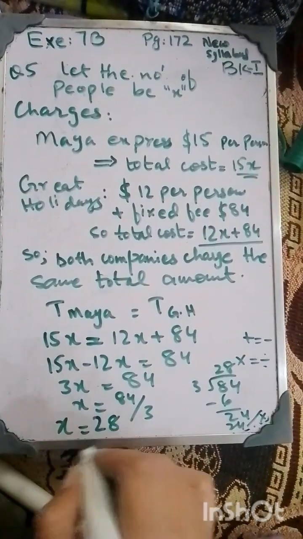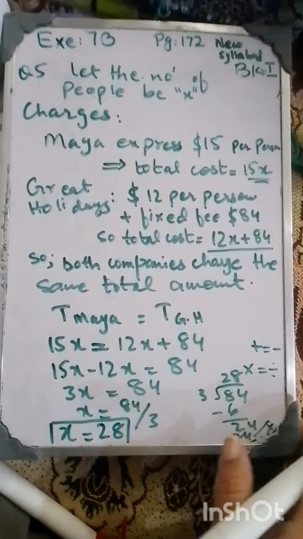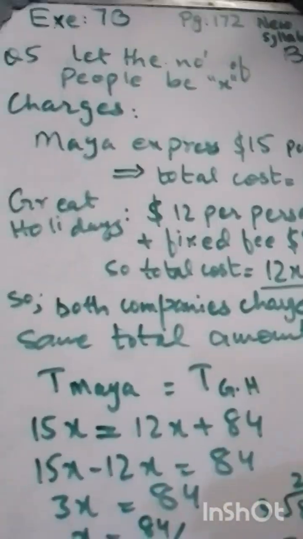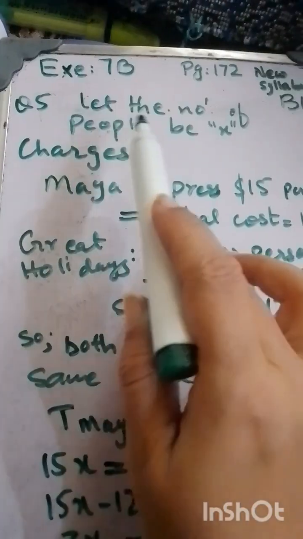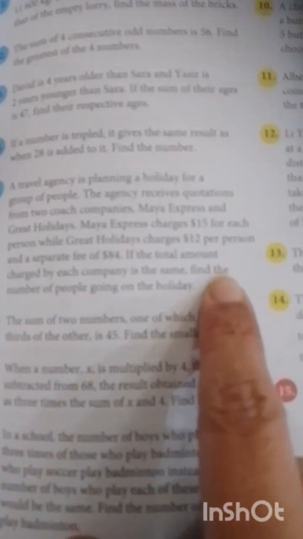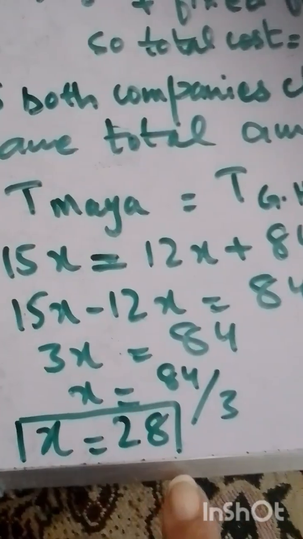Now let the number of people be x, that is x equals 28. Find the number of people going on the holidays. This is what we are supposed to find from the given information.